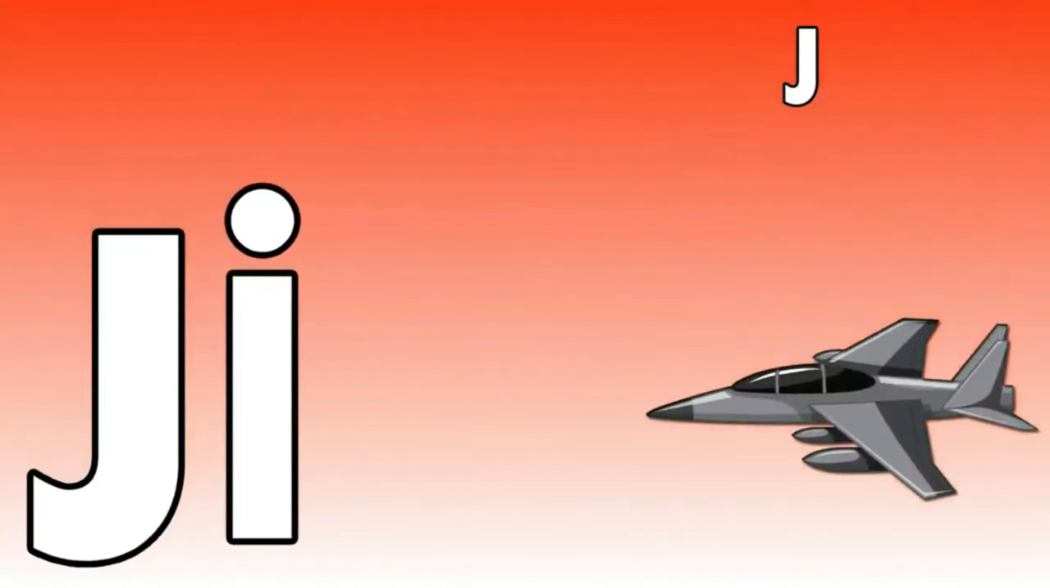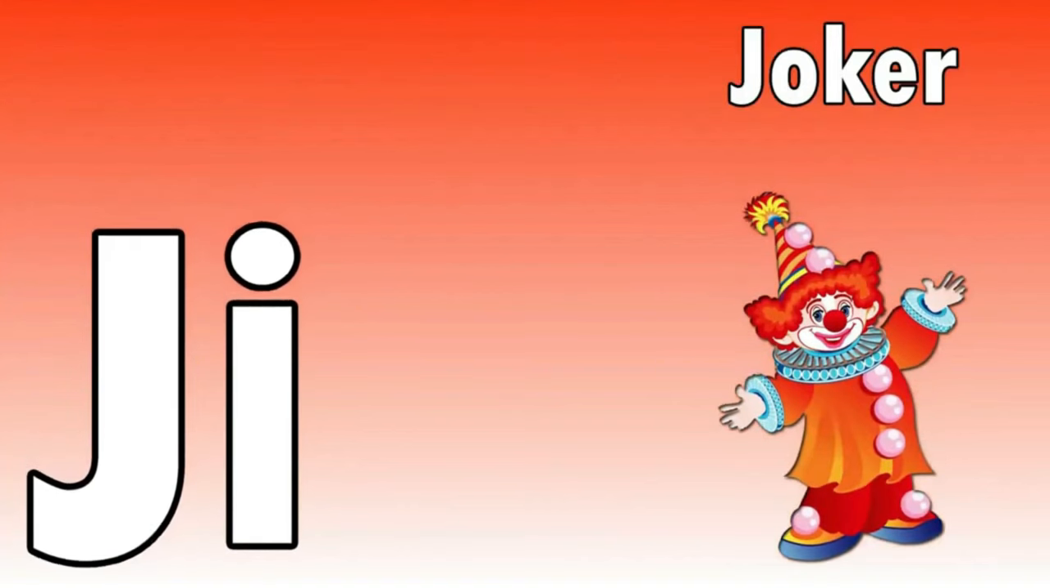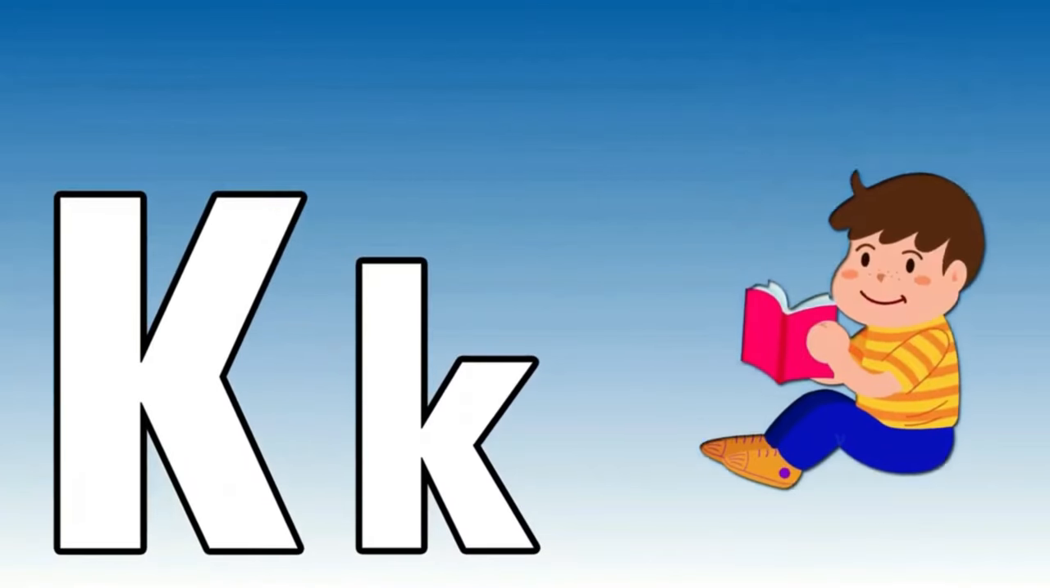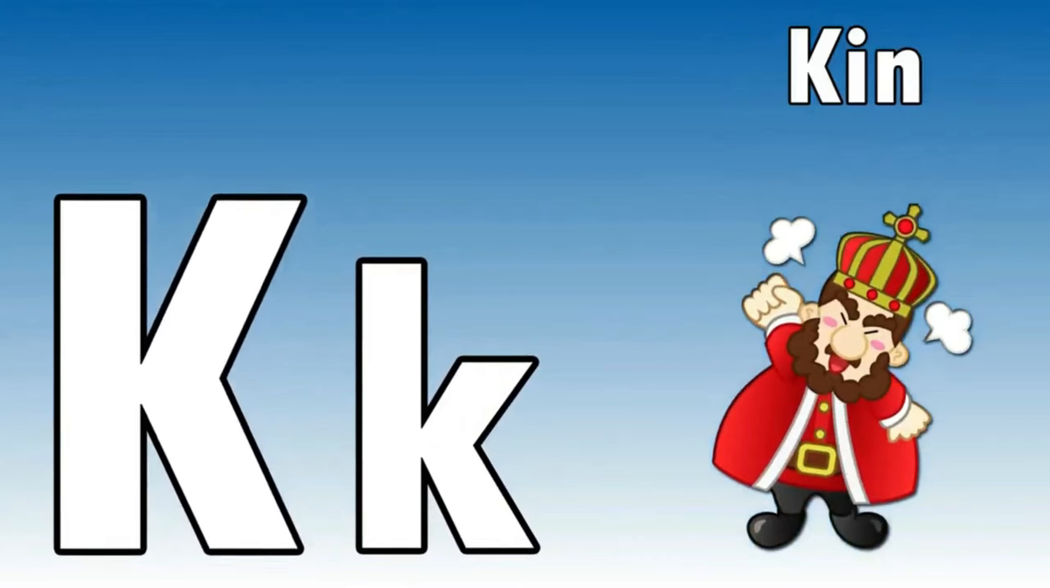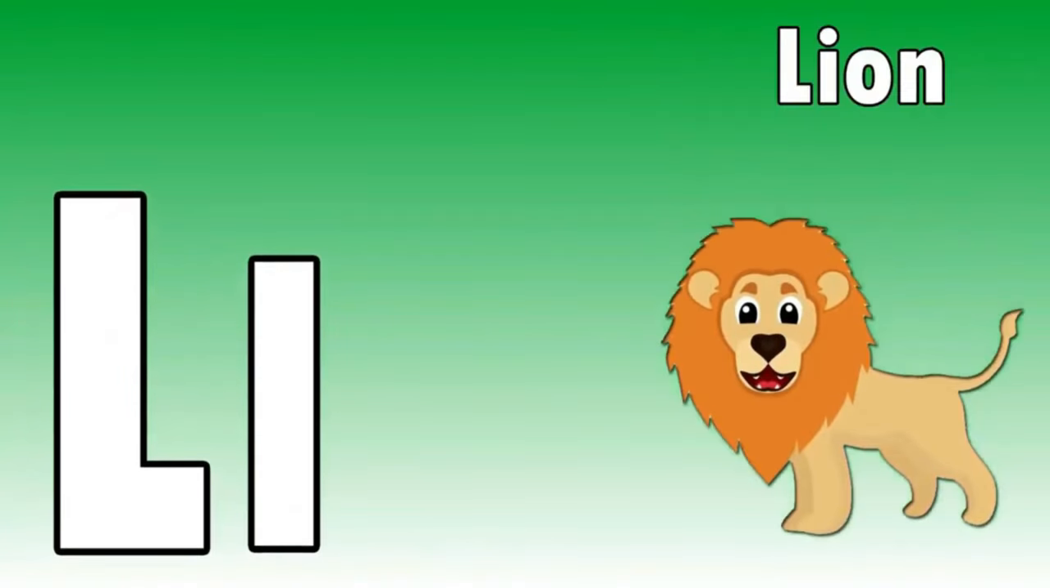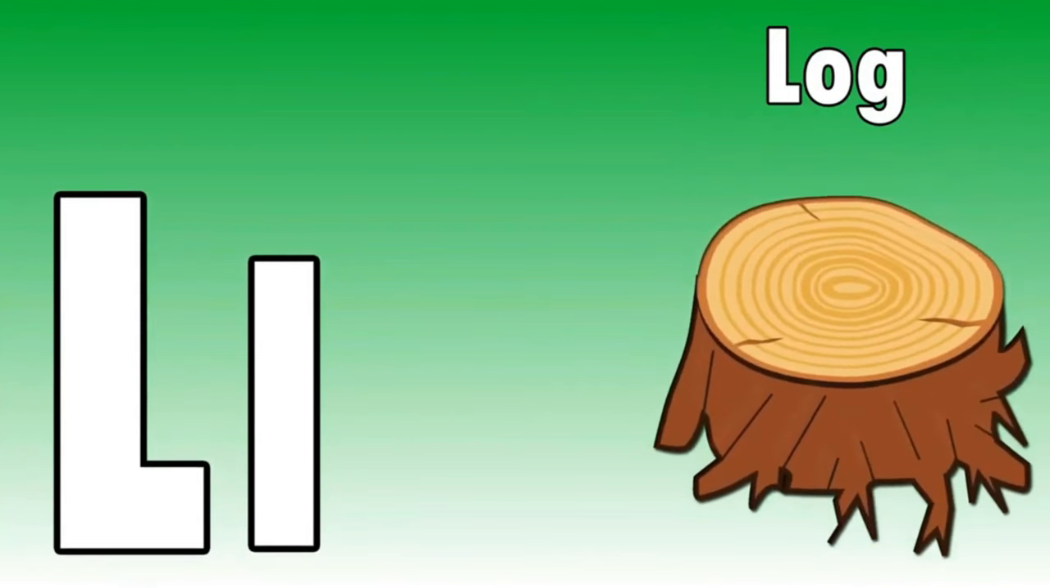J, jet. J, J, jet. J, joker. J, J, joker. K, kid. K, kid. K, king. K, king. L, line. L, L, line. L, log. L, L, log.